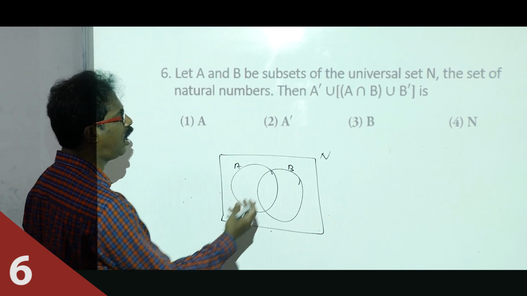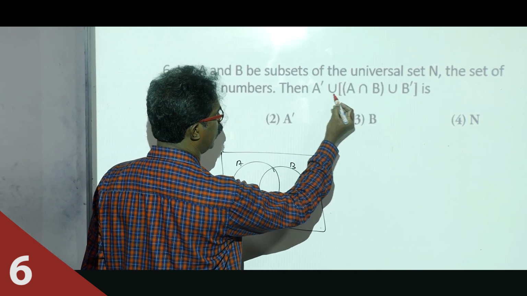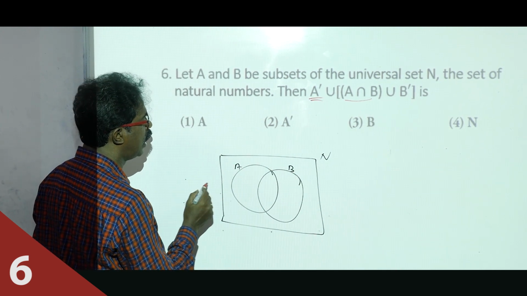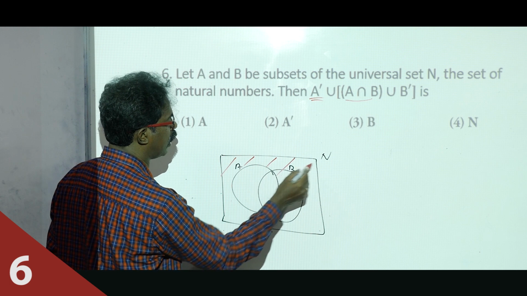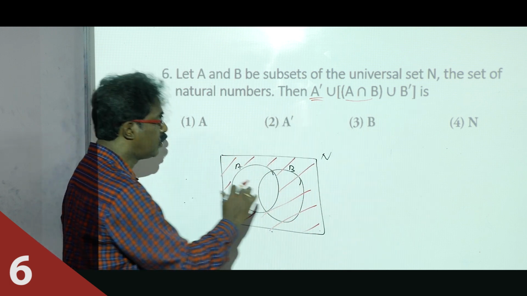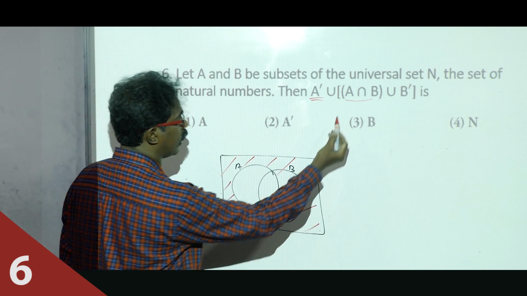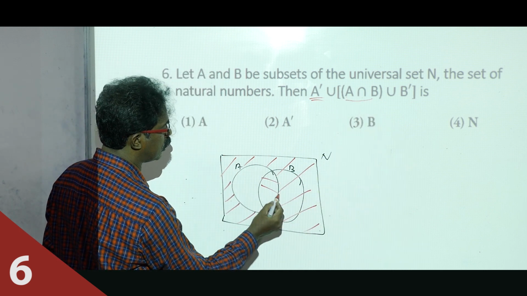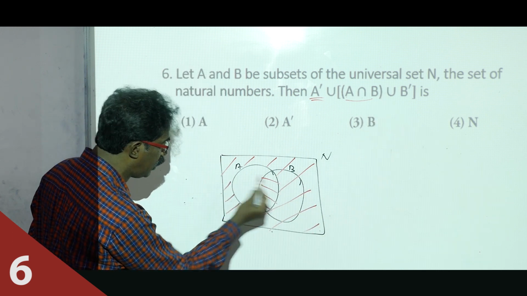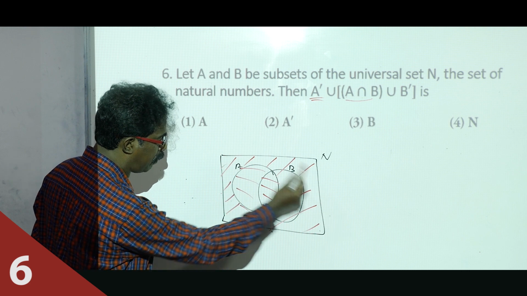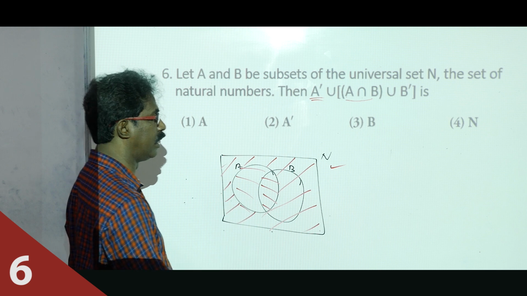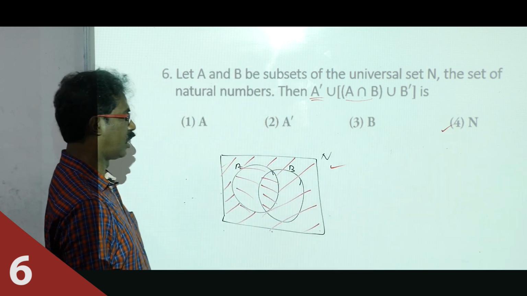Look here. First, all union only, right? A dash union A intersection B union B dash. Now let us see A dash. What is A dash? Outside A, everything you can take, right? So this is A dash. Union, with this you are going to add A intersection B. That means this also you are adding. Also union B dash. B is outside, so fully you add it. So you are getting the entire set N. So the correct answer is the fourth option.